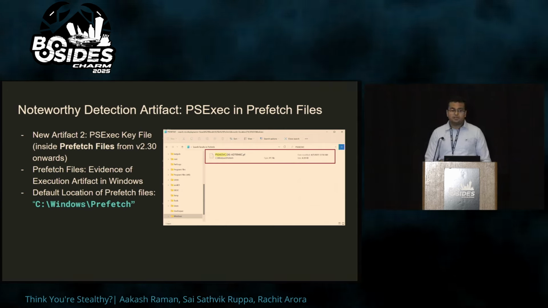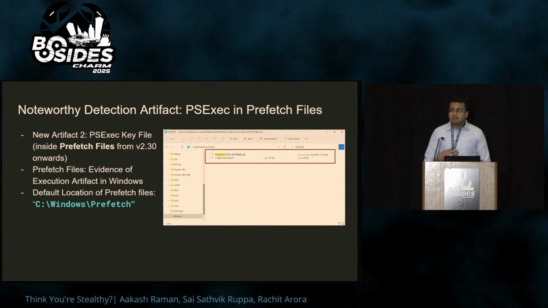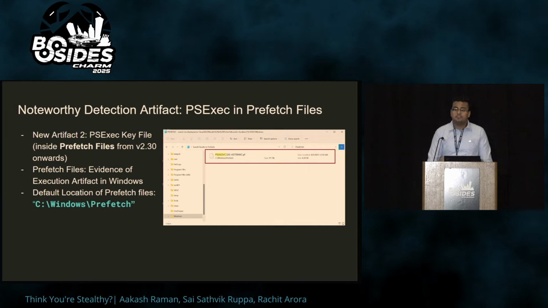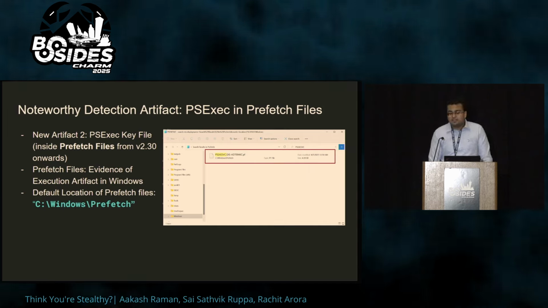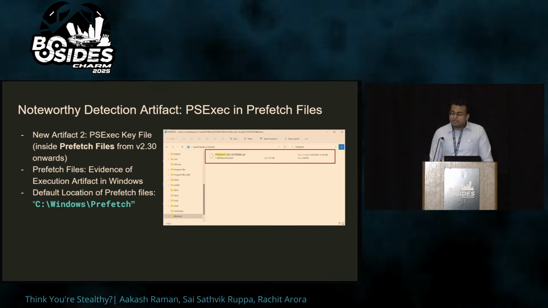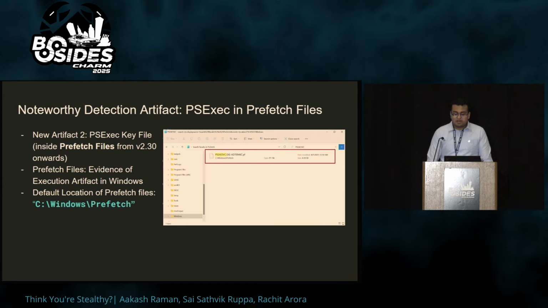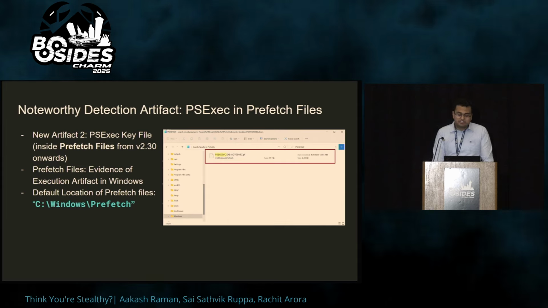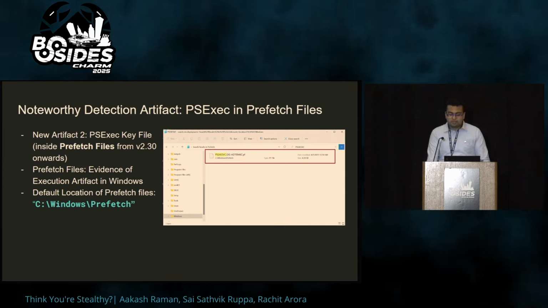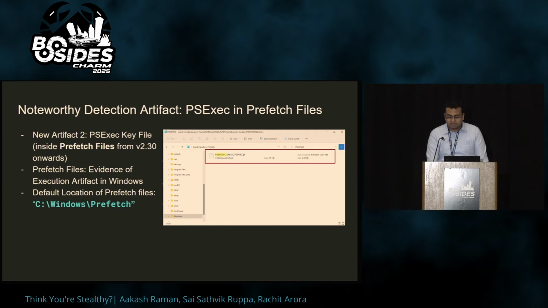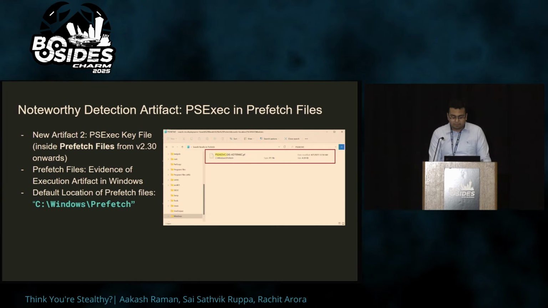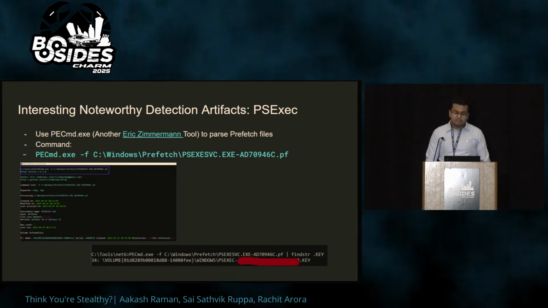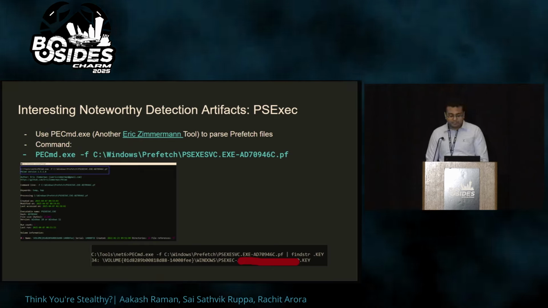Prefetch files are .pf files that are created whenever applications are run, so that recently run applications can be loaded very fast. Windows helps you load the applications quickly from disk to memory using these prefetch files, and they are common in Windows forensics. Their default location is C:\Windows\Prefetch, and when psexec was run, you can see that a .pf file was created with this unique number. We can use PECmd.exe, which is also a great Eric Zimmerman tool, to parse prefetch files.